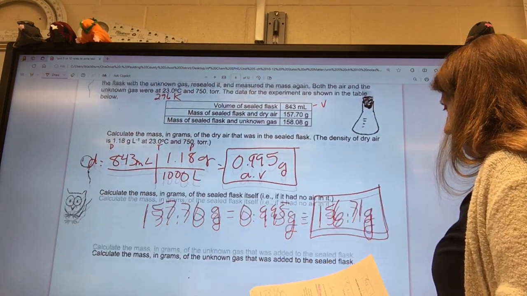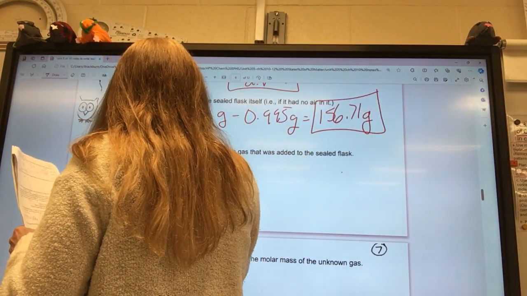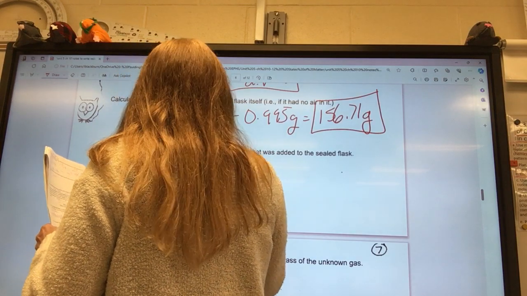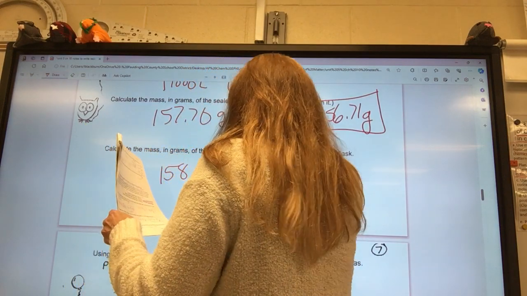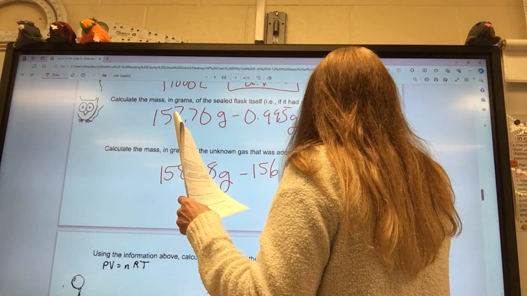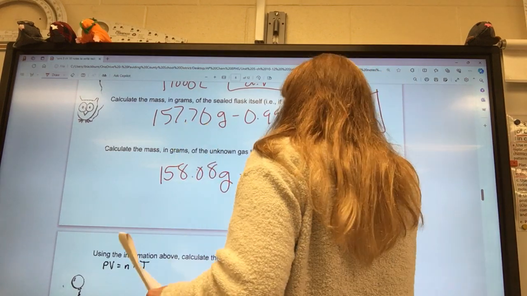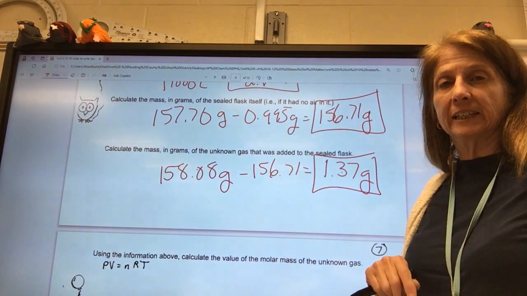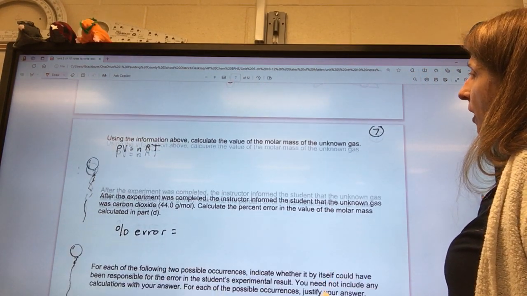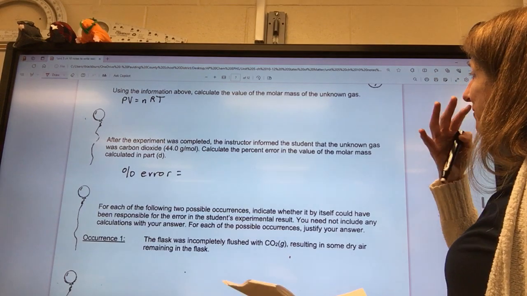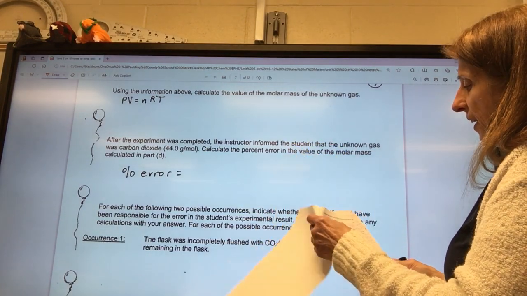Subtract. Okay, so we're going to do 158.08 grams minus the flask, 156.71, and we get that just the gas is 1.37 grams. Put the box around it. Okay. Moving on. Using the information above, calculate the value of the molar mass of the unknown gas.